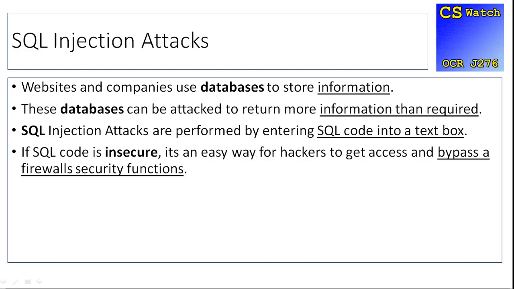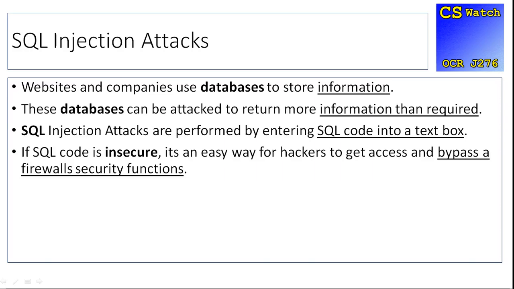An SQL injection attack is performed by entering SQL code into a text box, and there's a lot more on SQL code in the SQL videos you can find later on in the site. If the SQL code is insecure, it's a really easy way for hackers to access and bypass a firewall, because the information entered into a text box doesn't go through the firewall, it just gets sent straight to the server.